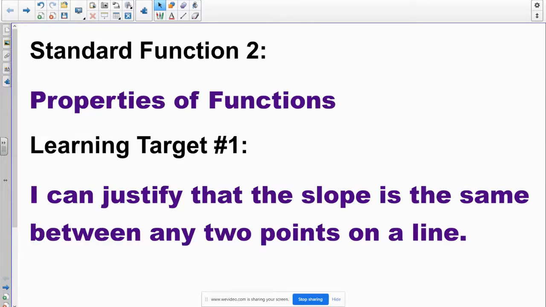Standard, still on function 2, known as the properties of function. We are currently going to look at learning target 1, which is: I can justify the slope is the same between any 2 points on a line.